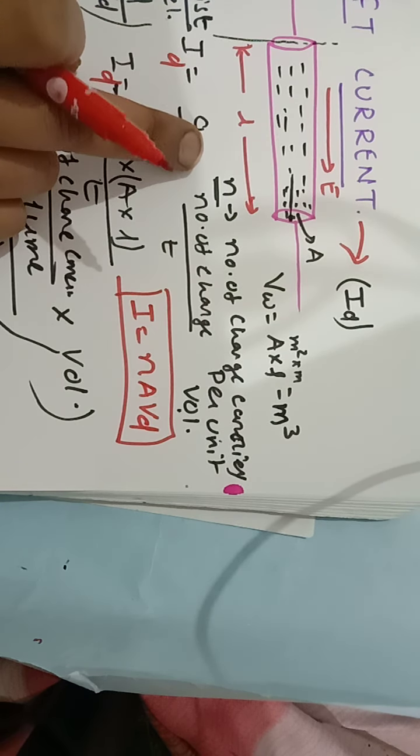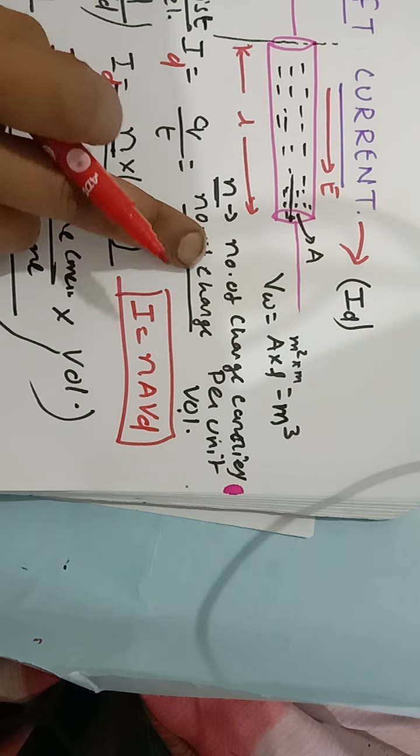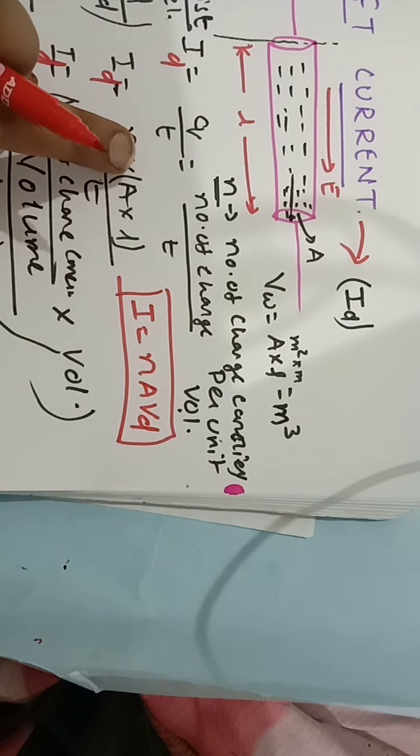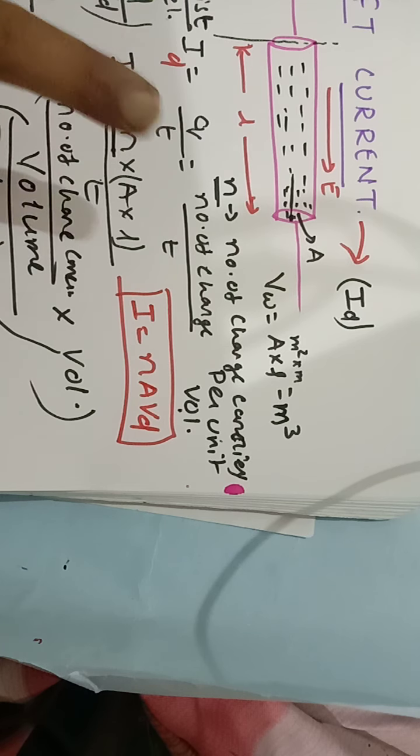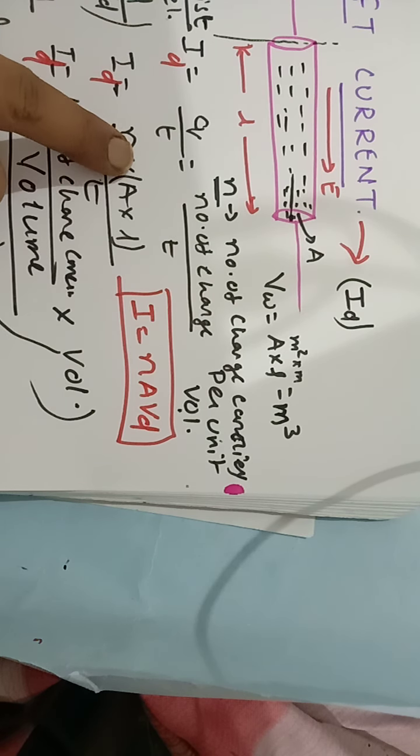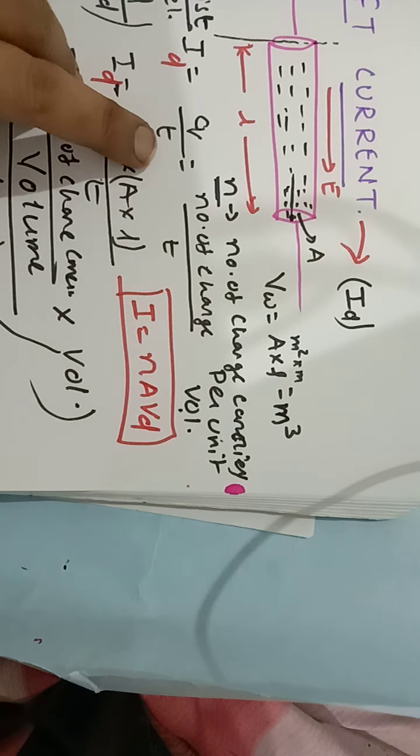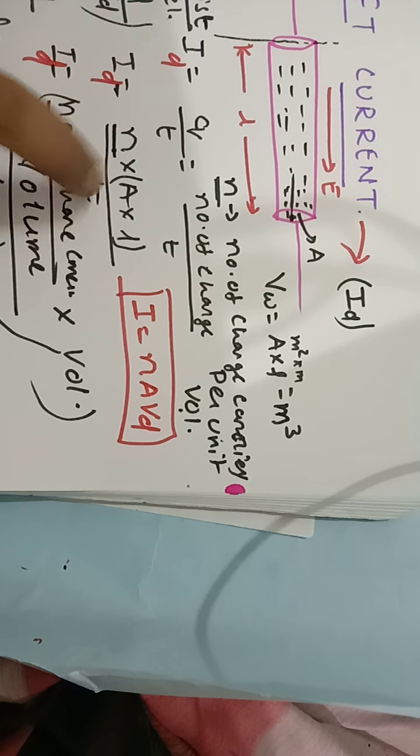I is always the number of charges passing through a cross section area divided by time t. What is the number of charges in this section? It is the number of charge carriers per unit volume into volume. In 1 meter cube there are n charges, so in A into L volume, how many charges? N into that, right? Divided by time t. What is time t?